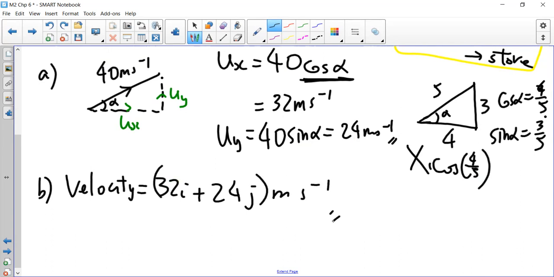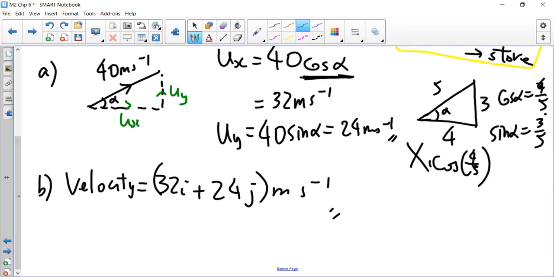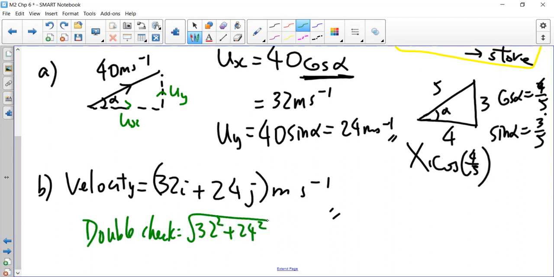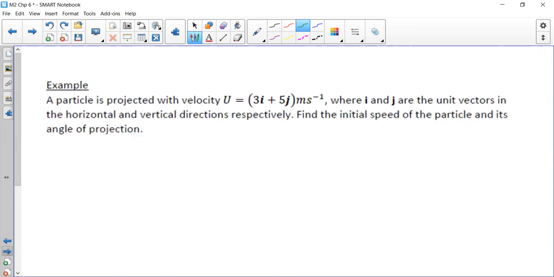How do we double check that? Well, is the square root of 32 squared plus 24 squared equal to 40? Yes, it is. Put it in a calculator. Yes, it is. So we know we're right.